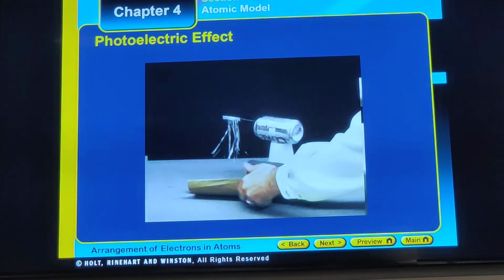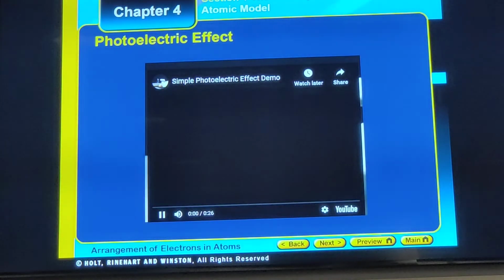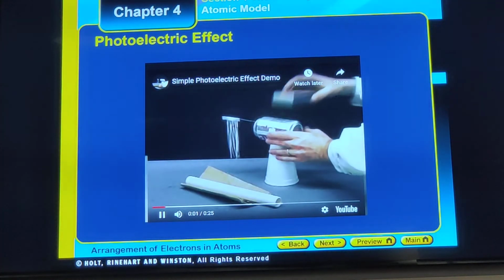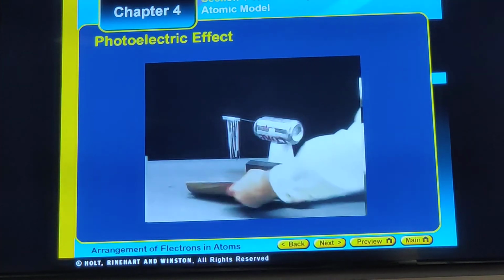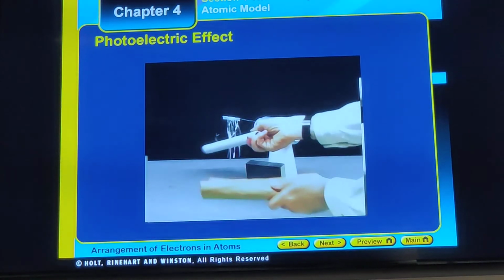Here is a demonstration, and I don't know if it'll work. It's always a battle each year. Will it work? It's a YouTube video. See if I can make it bigger. No, come on. Well, anyway. Here, hover over.